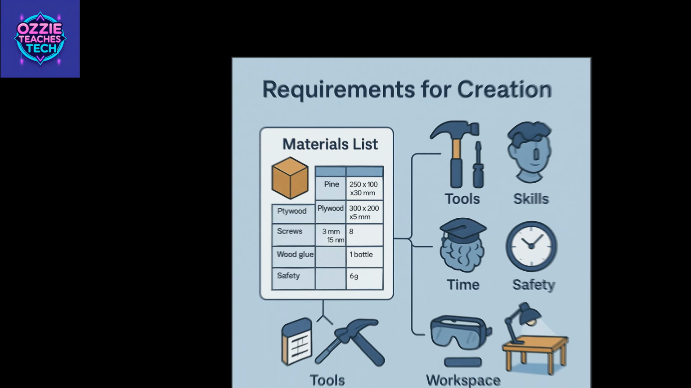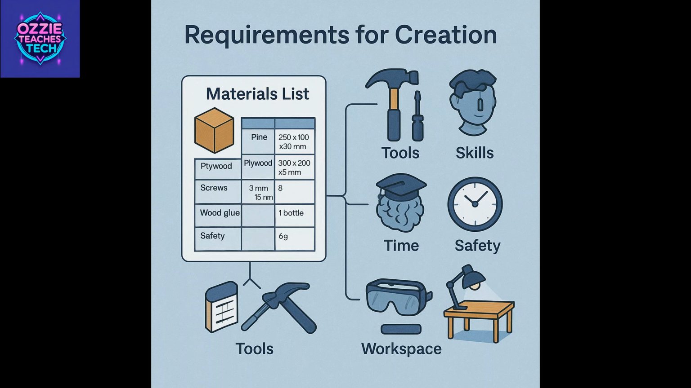Now let's talk about the second part of Strand 4, outlining the requirements for creating a solution. This is basically your what I need to make this happen list. Be thorough. Think about 1, the materials list, which can include specific material names, not just wood, but pine wood 10mm thick. Quantities needed with some extra for mistakes. Sizes or dimensions, where you will source them or where you will find them, and the approximate costs.